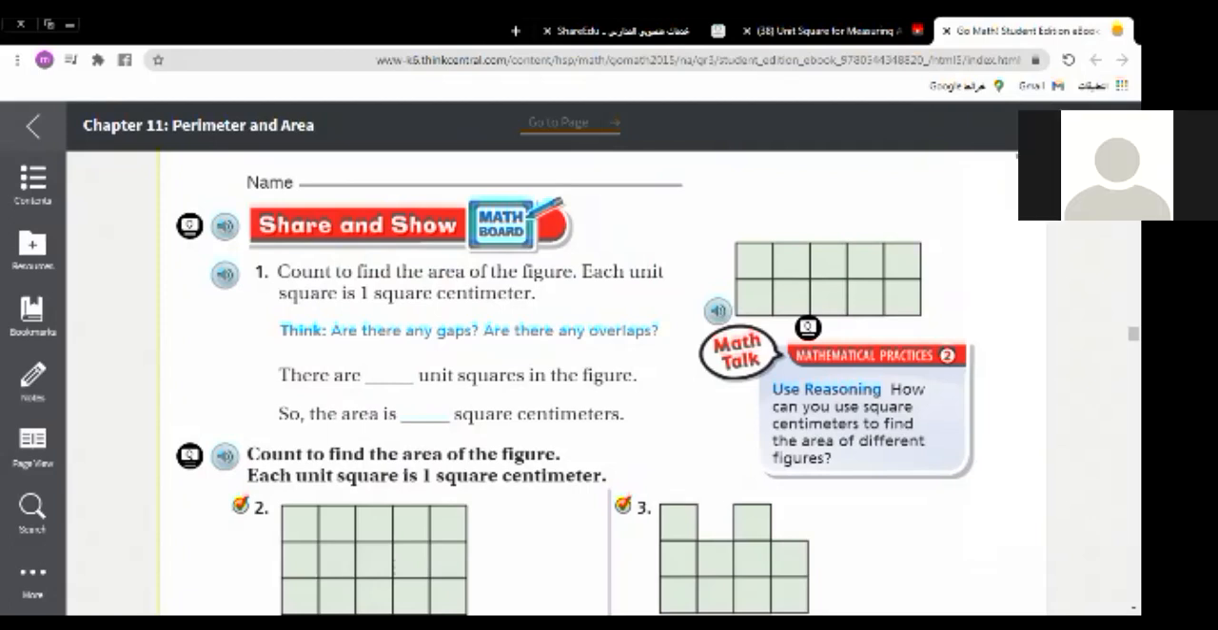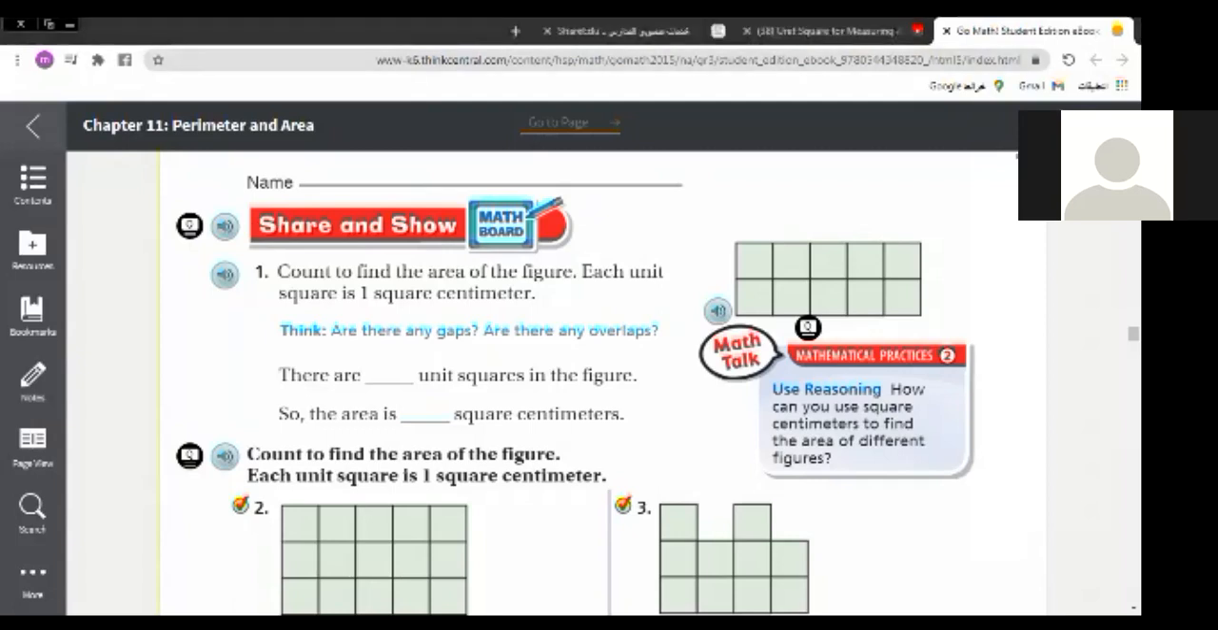Muhammad, number 1, count to find the area of the figure. Each unit square is 1 square centimeter. This figure, what is the area? There are 10 unit squares in the figure. So the area is 10 square centimeters. So let's write that here: 10. Write it.